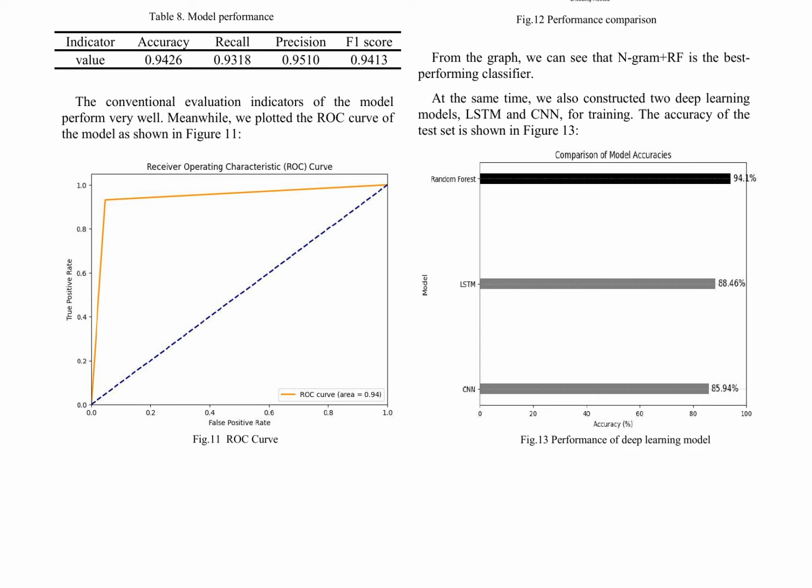Additionally, the authors constructed two deep learning models, LSTM and CNN, for training. The accuracy of the test set is shown in Figure 13. Overall, this section presents the effectiveness of the proposed generative model in predicting TCR-antigen interactions and compares its performance with other methods, highlighting its adaptability and potential for broader applications.